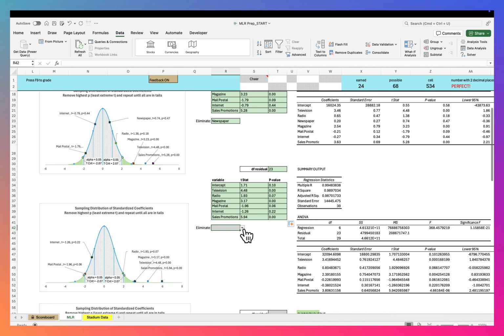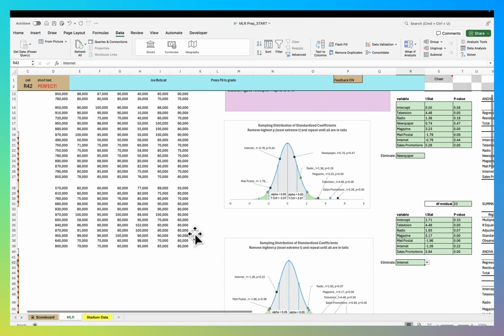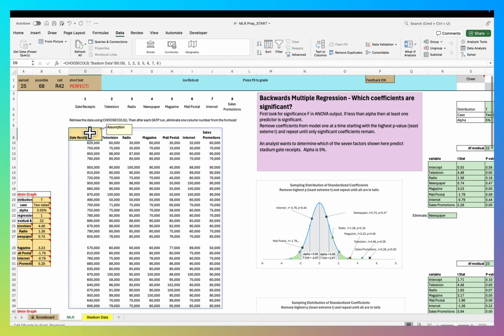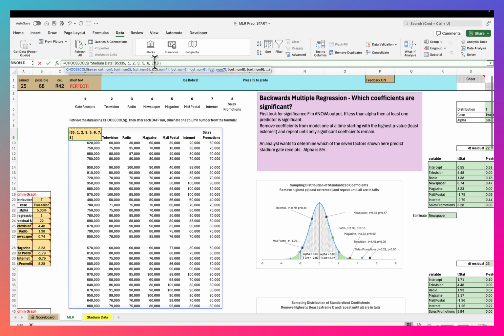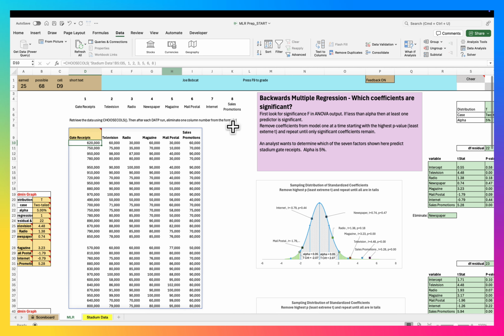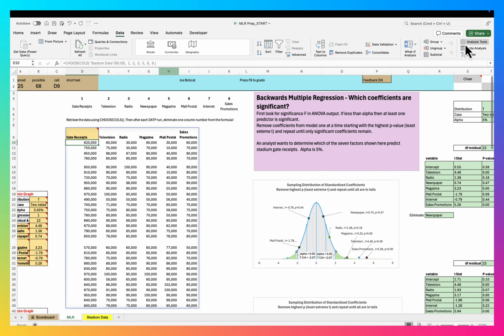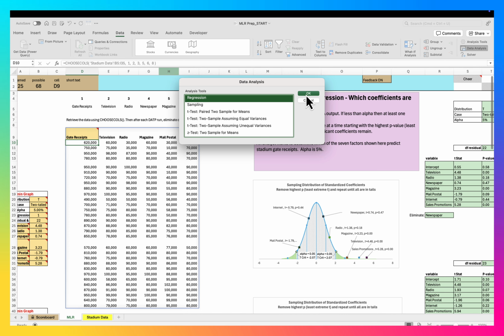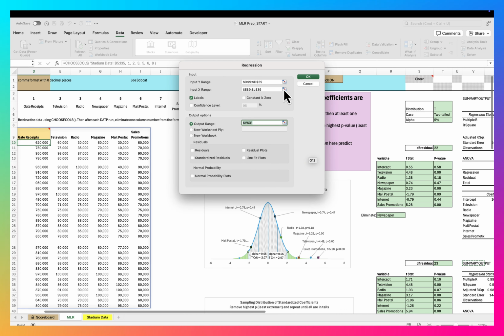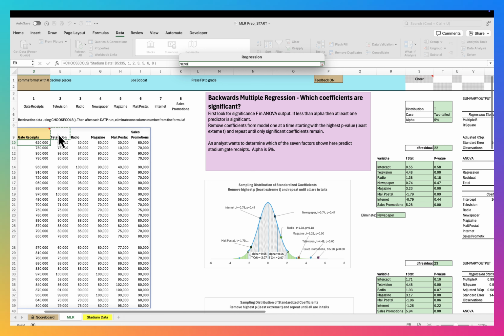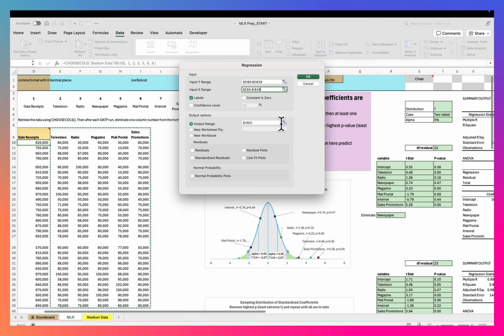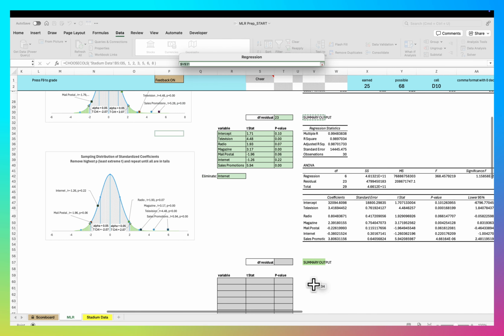So we're going to eliminate internet. And then we have to eliminate it here as well. So internet is number 7 in the formula. So we take out 7 and its comma. All right, and then we run the data analysis toolpack again. Remember, the y doesn't change, but the x's will, because now we have to reduce it again by 1 column. And the output range goes to the next summary output.